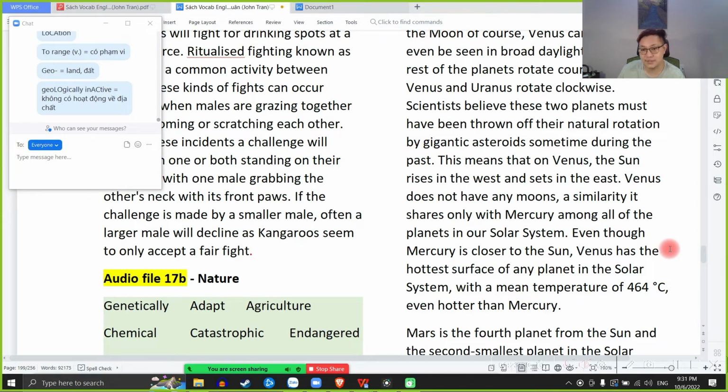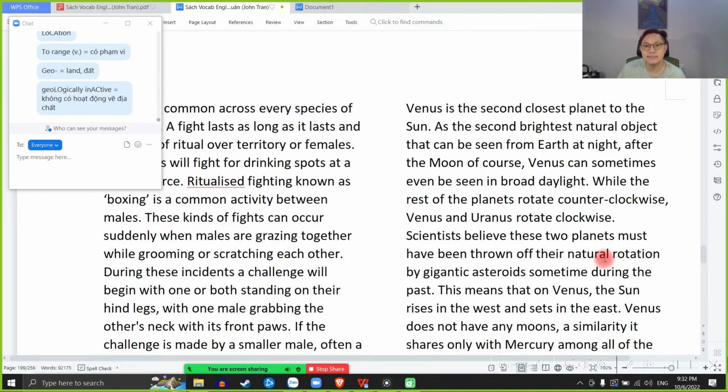Even though Mercury is closer to the Sun, Venus has the hottest surface of any planet in the solar system, with a mean temperature of 464 degrees Celsius, even hotter than Mercury. Okay, sao Kim hay sao Hôm hay sao Mai hay là Kim Tinh là một thứ thôi.